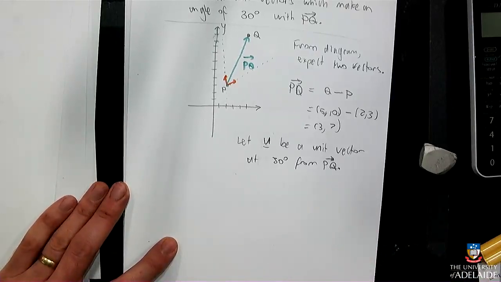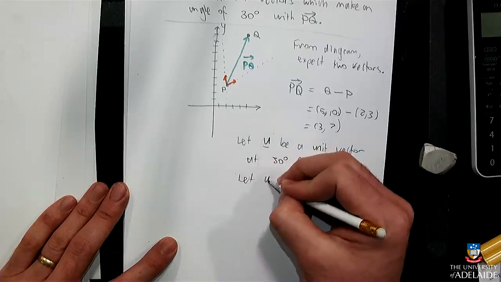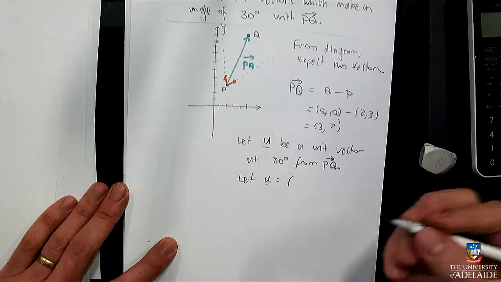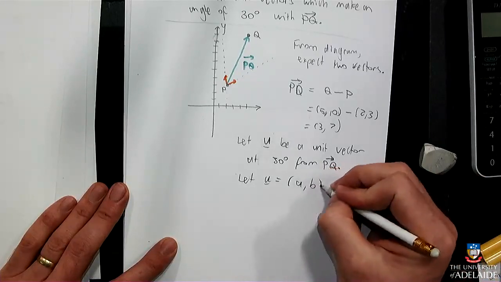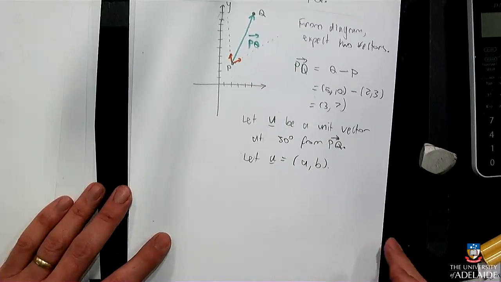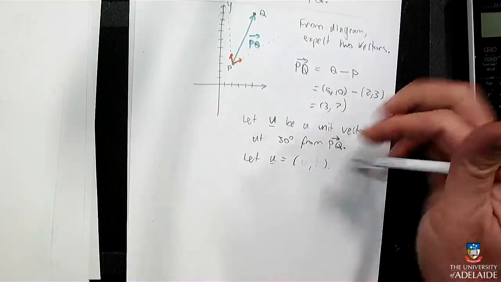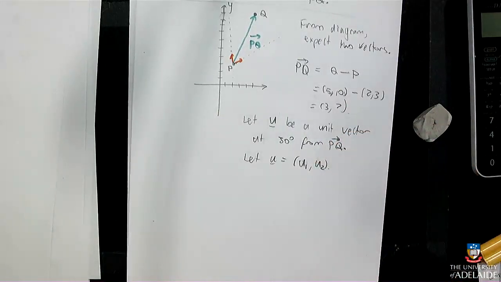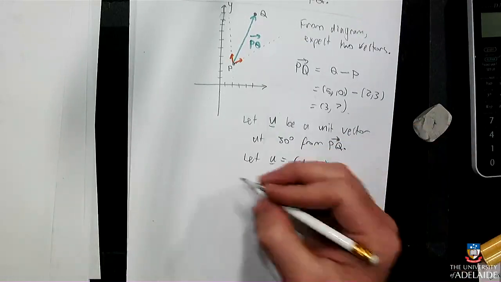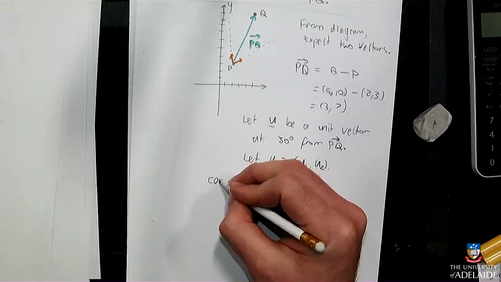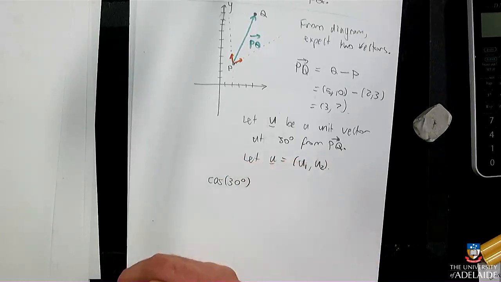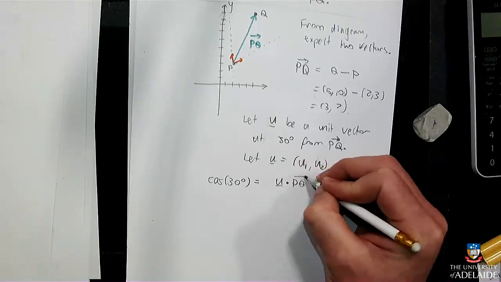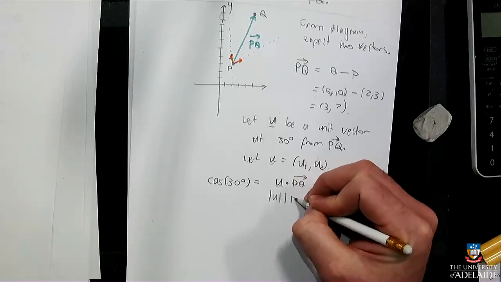And it's going to be easier if U has coordinates. So let's let U be equal to... I'm going to call it AB, if that's okay. You know what? I'm going to call it U1 and U2, just to remind me that it comes from the vector U. Okay. So I know that the angle cos of 30 degrees is going to be equal to U dot PQ over the length of U times the length of PQ.